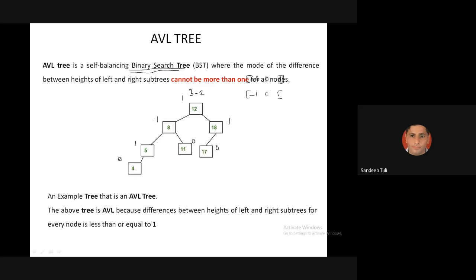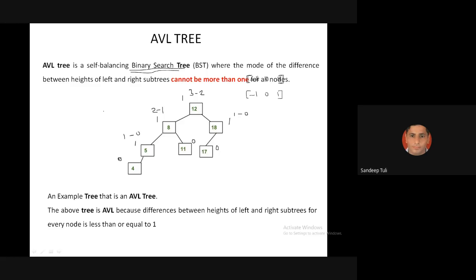Left subtree of 8 is of height 2. Right subtree of 8 is of height 1. Similarly, here it is 1 minus 0. The rest are 0 minus 0 because they are leaf nodes. So is it okay now? How we are calculating the balance factor?